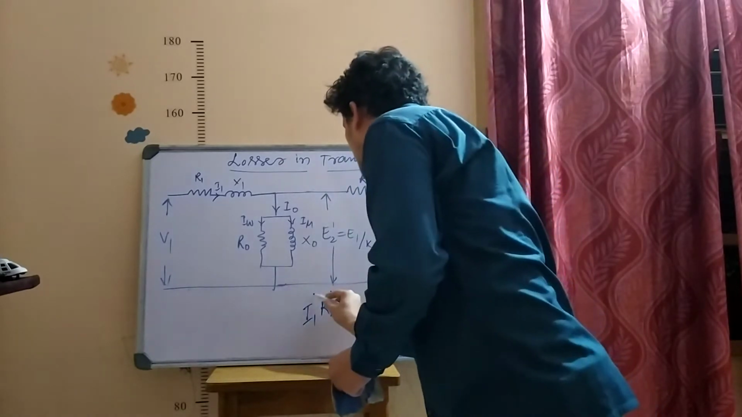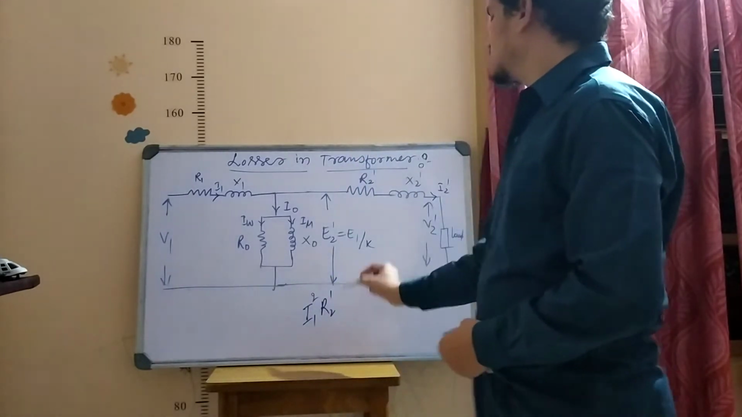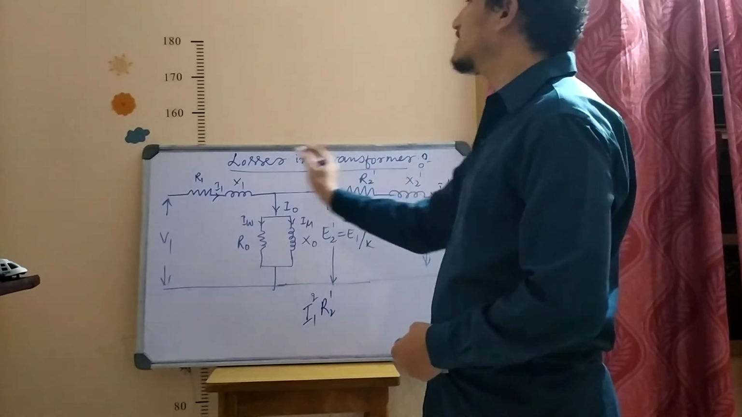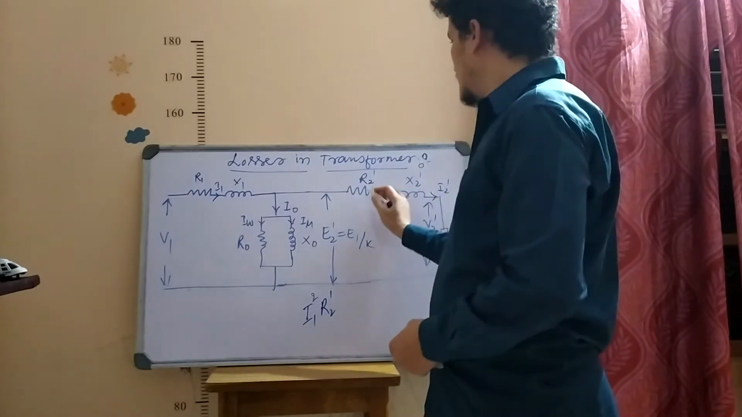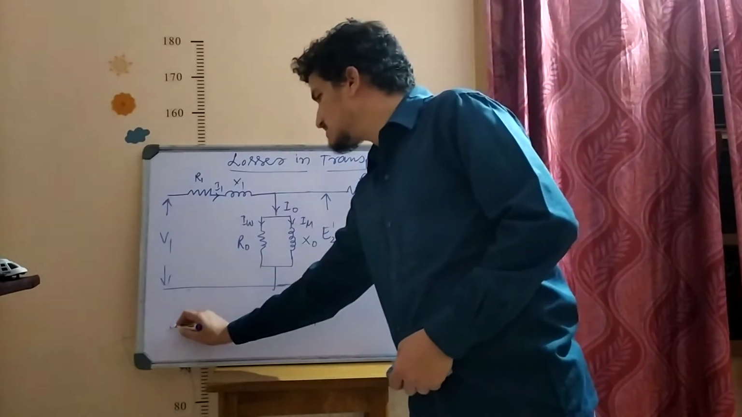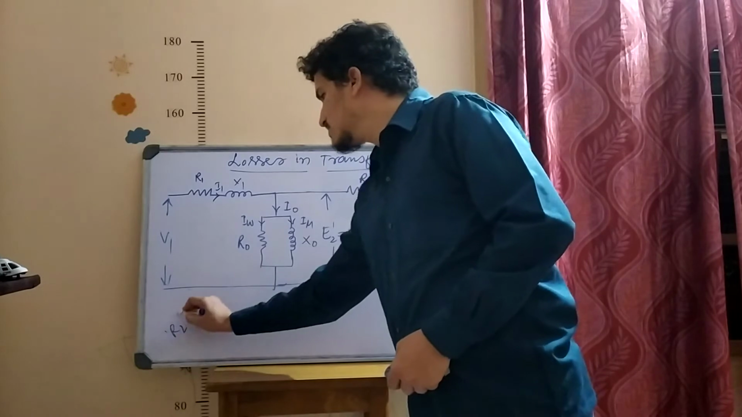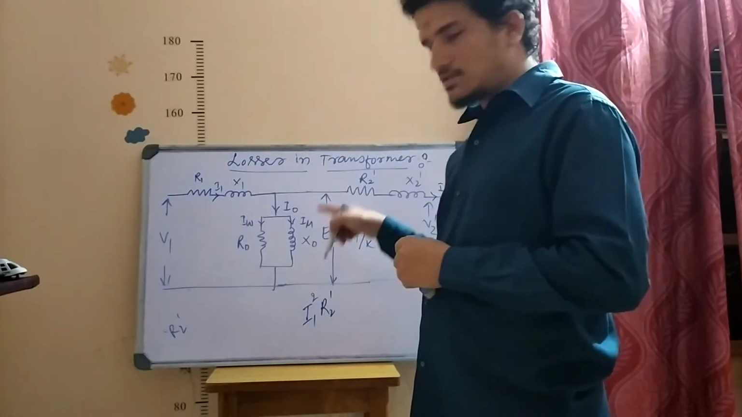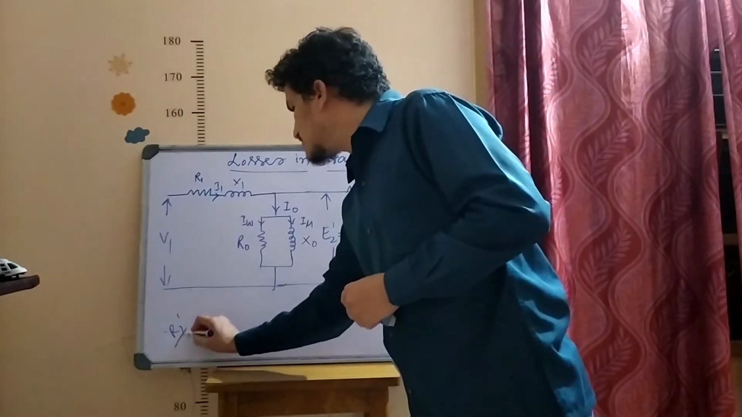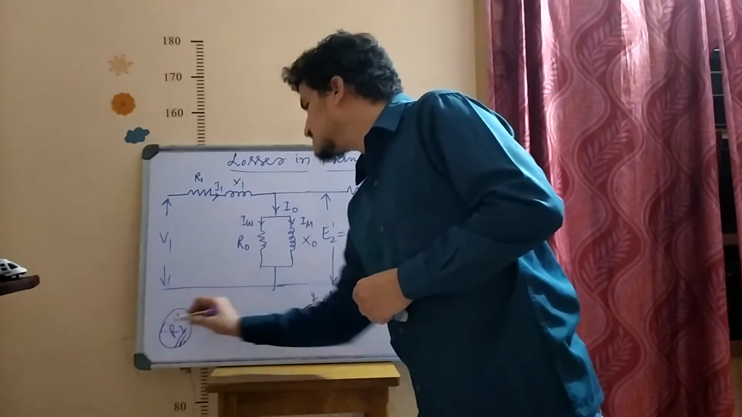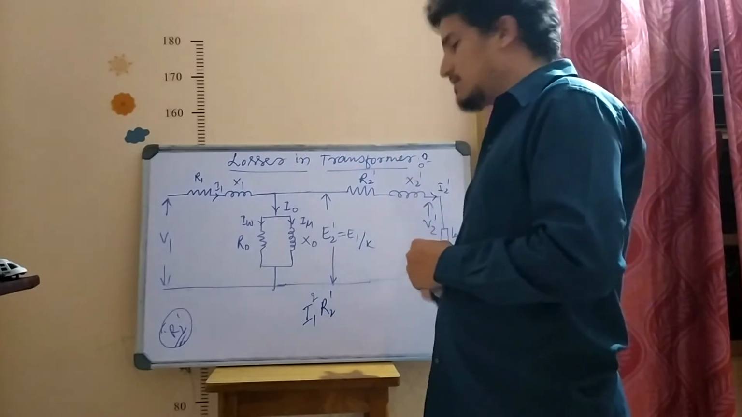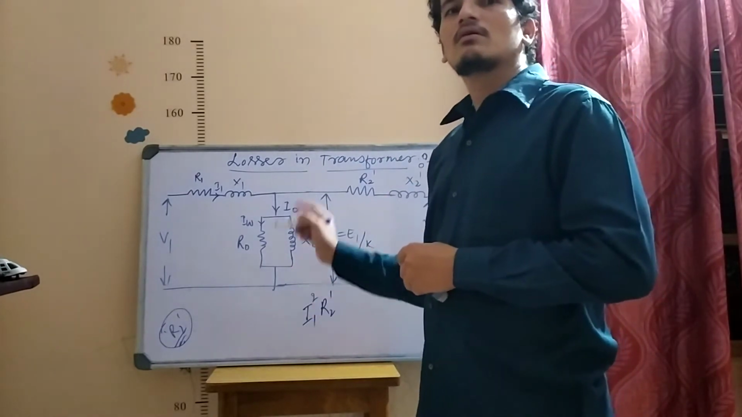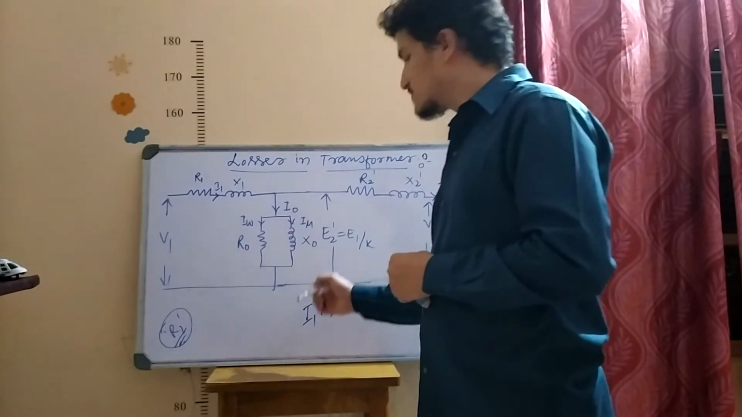What is this R2 dash? R2 dash is the equivalent secondary resistance referring to primary. Actual resistance of the secondary circuit is R2, but I am representing the complete transformer as one equivalent circuit. So R2 dash is the one resistance, the equivalent secondary resistance, which produces the same amount of copper loss if the primary current flows through it.